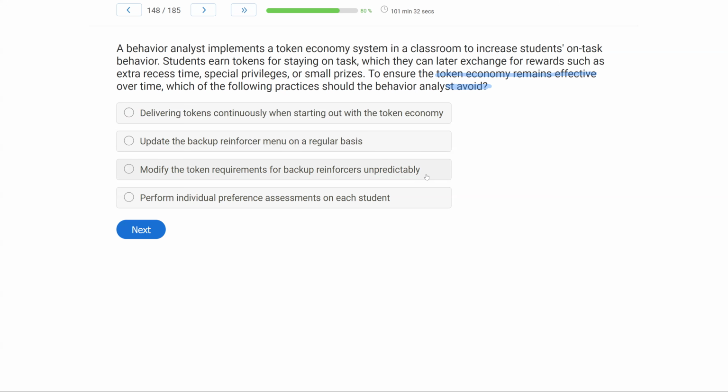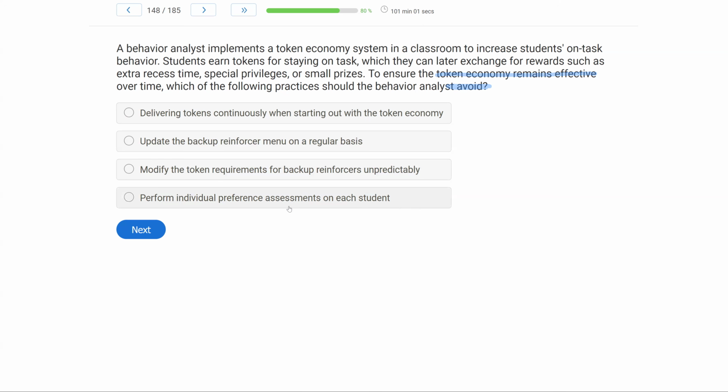C, modify the token requirements for backup reinforcers unpredictably. Do we want our token economy to be unpredictable and unknown? No, we want our economy to be explicitly known. We want our clients, our students to know exactly how they're going to earn their tokens, and then what they're going to exchange them for. If they don't know what their backup reinforcers are, those tokens can lose a lot of their reinforcing and motivating properties. So C is something you want to avoid.